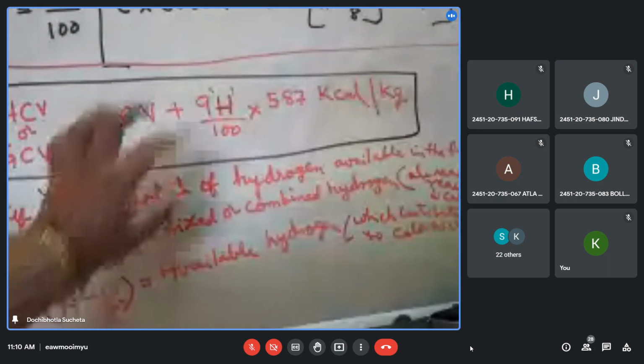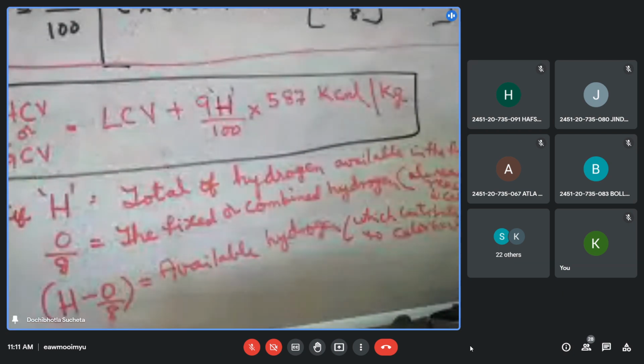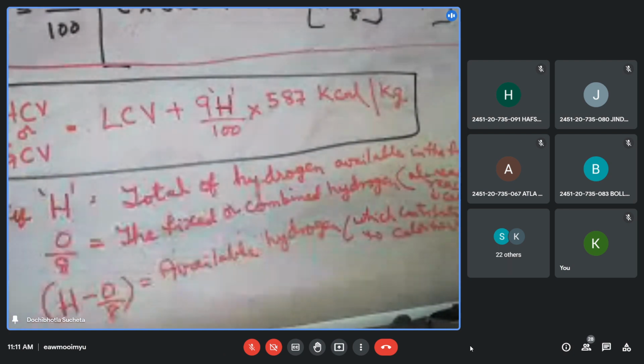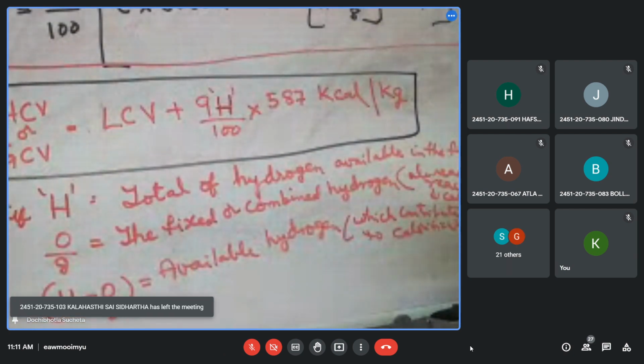Now I will explain how I got this term, this H minus O by 8, and how I got 9H by 100. I'll explain. Now I have a question. Can anyone explain this to me?